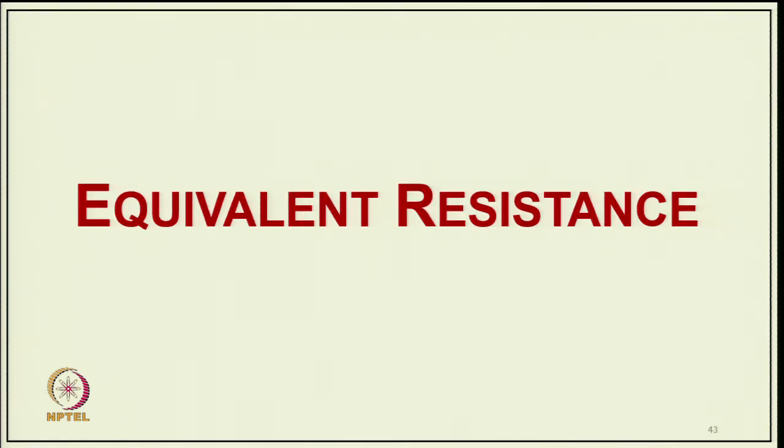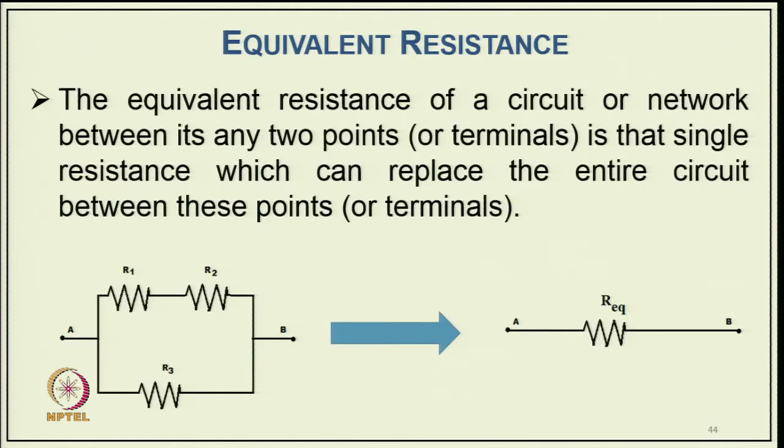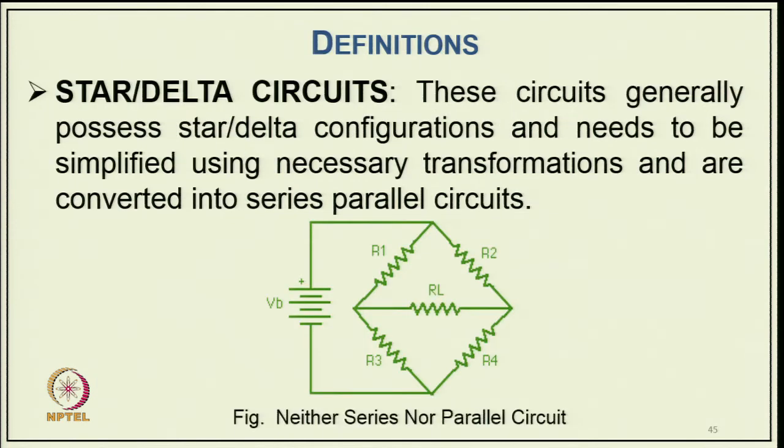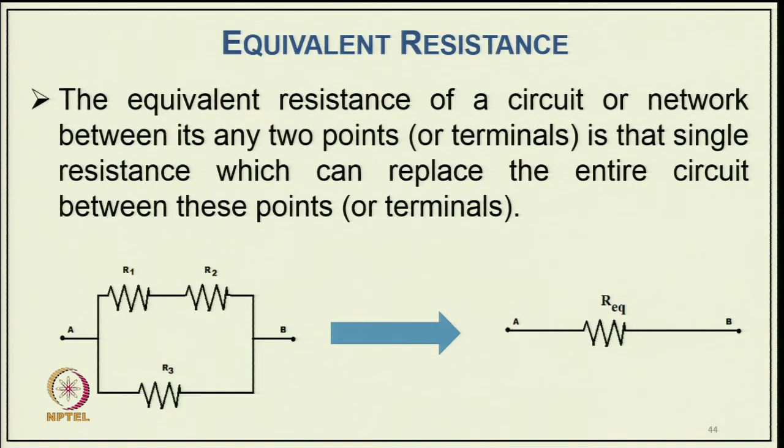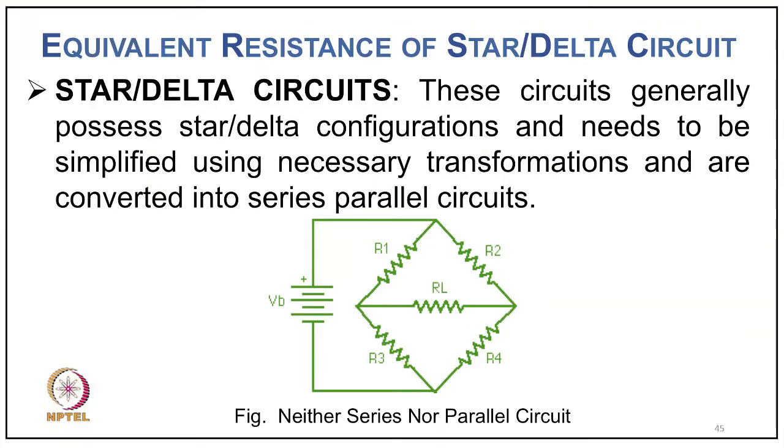Now, coming to equivalent resistance. The equivalent resistance of a circuit or network between any two points or terminals is the single resistance which can replace the entire circuit between those terminals A and B. Here R1, R2 are shown in series and R3 in parallel to this network. The equivalent resistance between A and B can be found by summing R1 and R2 and then taking it in parallel with R3. So, that can be represented as a parallel network.